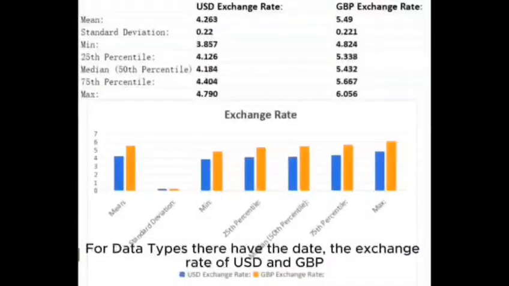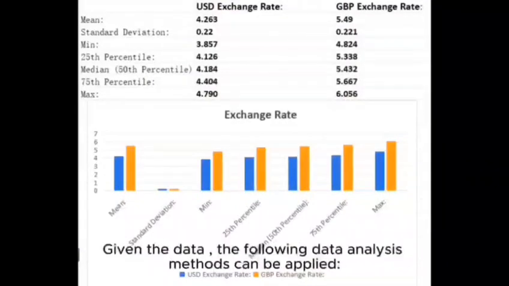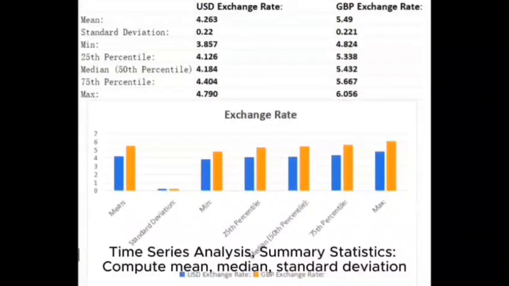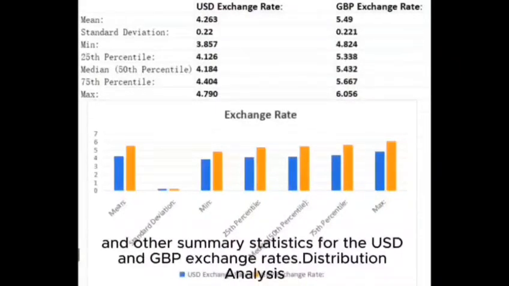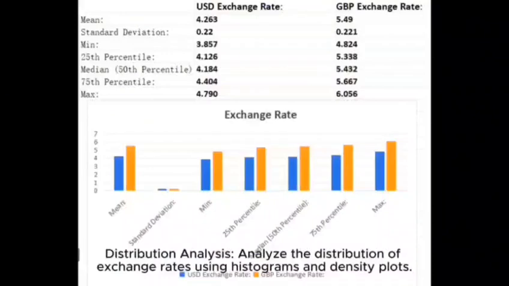For data types, we have the date and the exchange rates of USD and GBP. Given the data, the following data analysis methods can be applied. Time series analysis. Summary statistics: compute mean, median, standard deviation, and other summary statistics for the USD and GBP exchange rates. Distribution analysis: analyze the distribution of exchange rates using histograms and density plots.